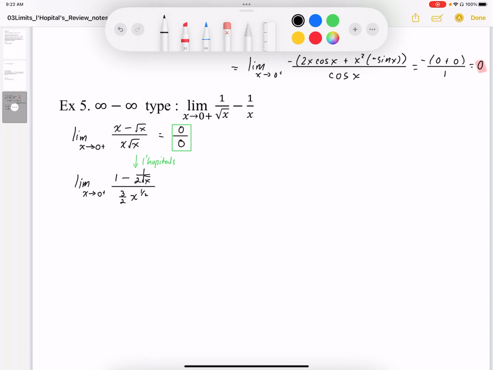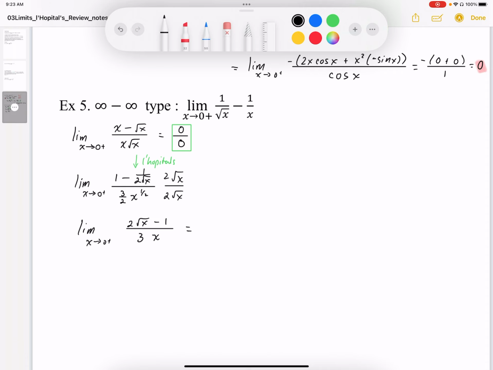Okay, so at this point, we can simplify this. So we get the limit as x approaches 0 from the positive side. And I'm going to multiply the top and bottom by 2 root x, so 2 root x over 2 root x, to simplify this. So we end up with 2 root x minus 1. And in the denominator, the square roots become x. The 2's cancel out, so I end up with 3x.